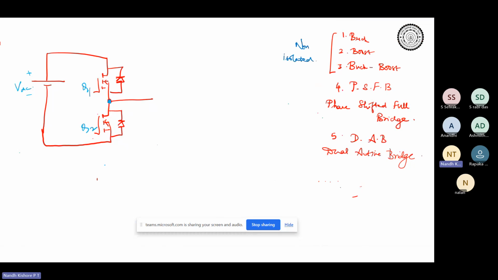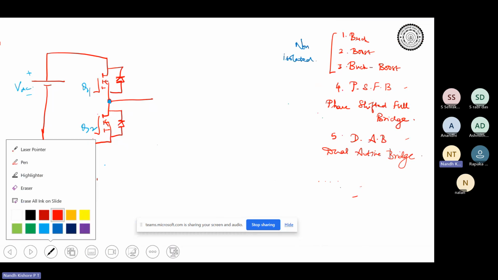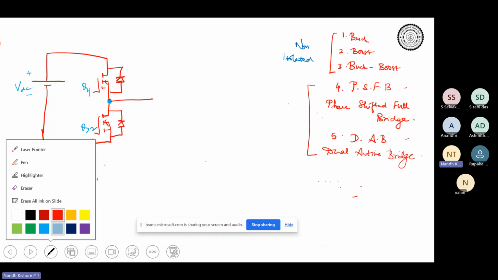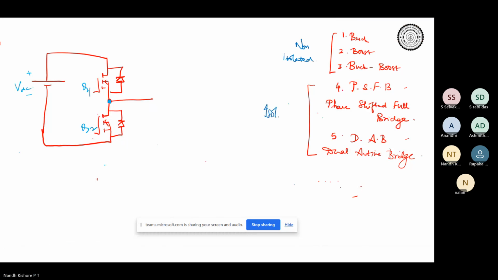So you have a lot of circuits, a lot of variants of PSFB, a lot of types of DABs and so on. And all of these are isolated, isolated as in you have a transformer in between. All of these are isolated DC-DC converters, and these others are non-isolated.